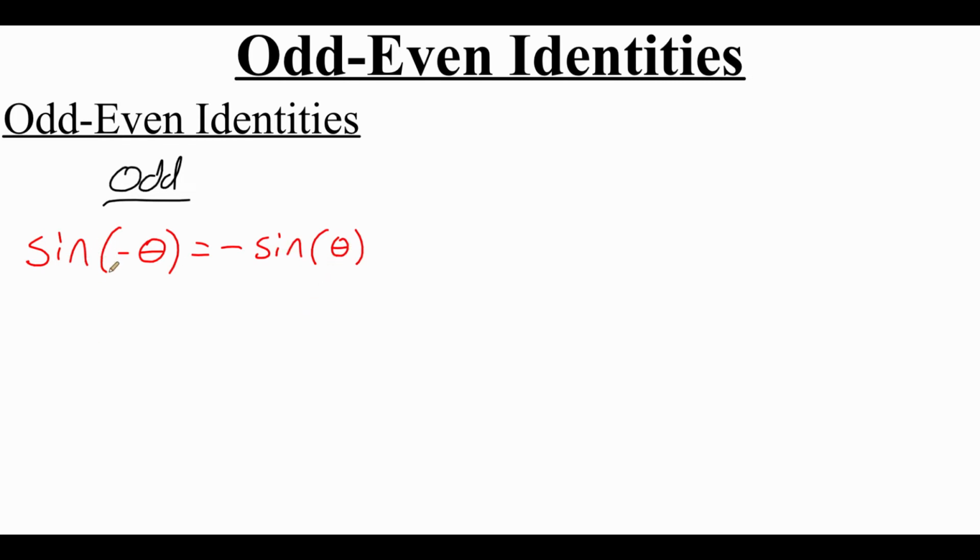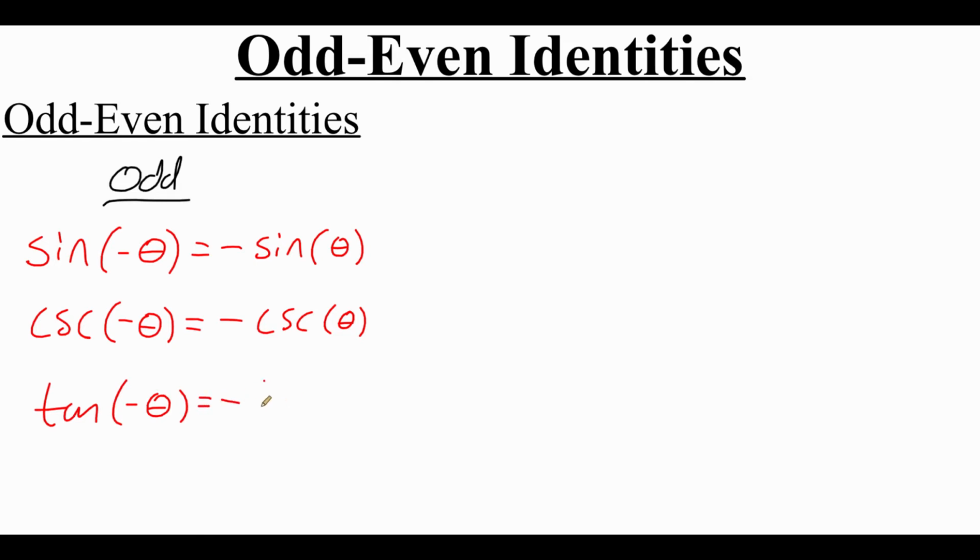Because sine is odd, its reciprocal is also going to be odd. So if we look at the cosecant of negative theta, we're allowed to pull that negative out in front and get the opposite of the cosecant of theta. Tangent is also an odd function, so the tangent of negative theta is going to equal the opposite of the tangent of theta. And because the tangent is odd, its reciprocal is also going to be odd. So the cotangent of negative theta is going to equal the negative cotangent of theta.